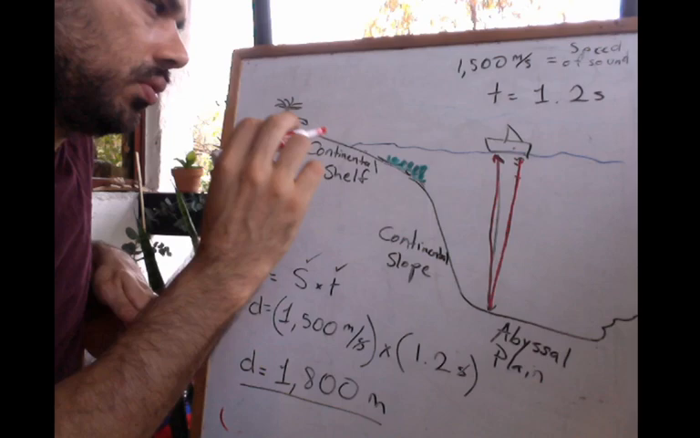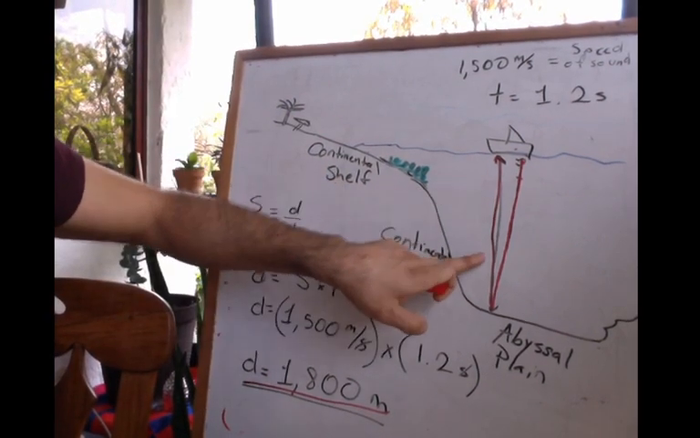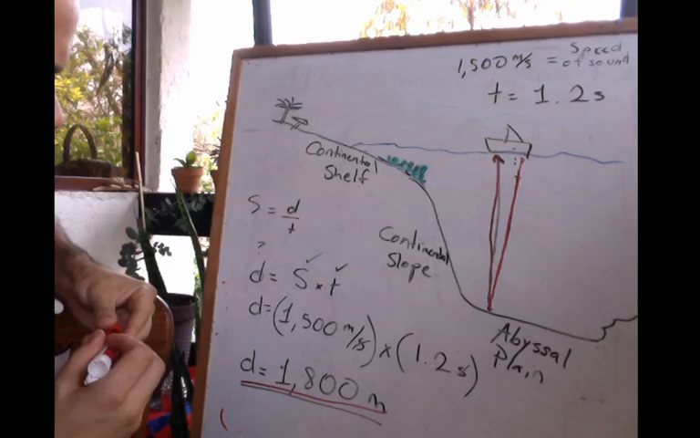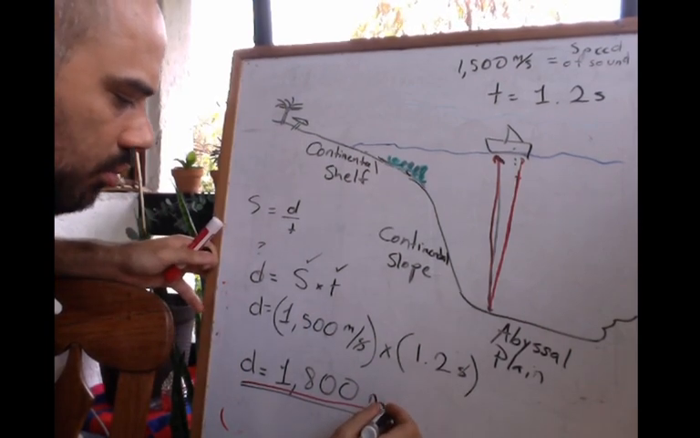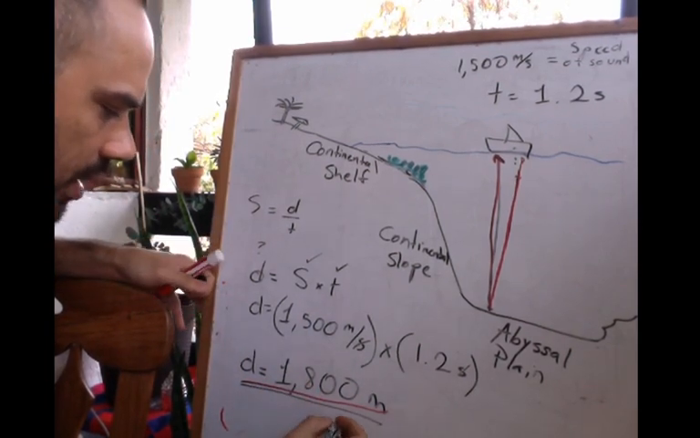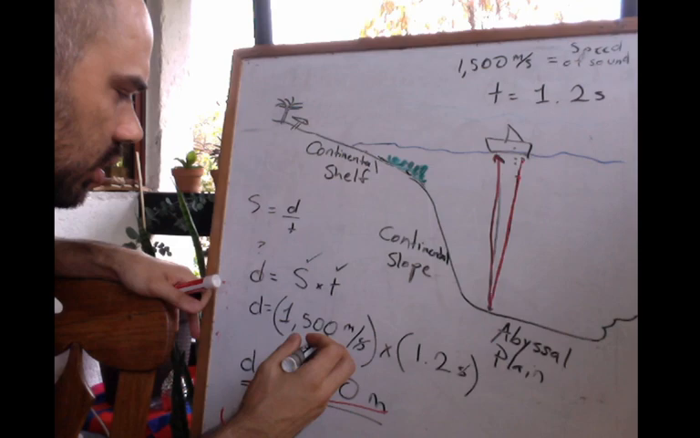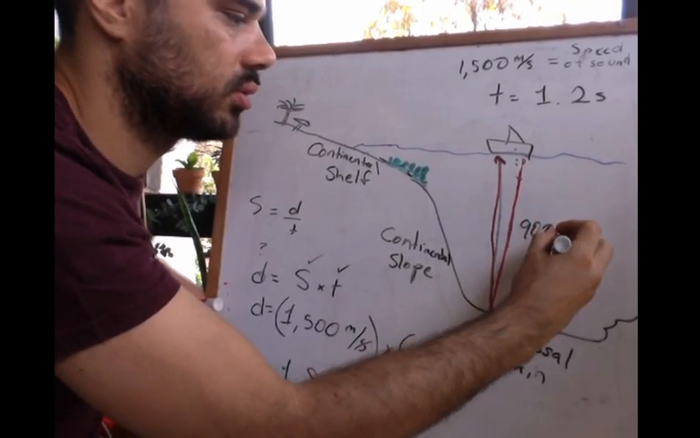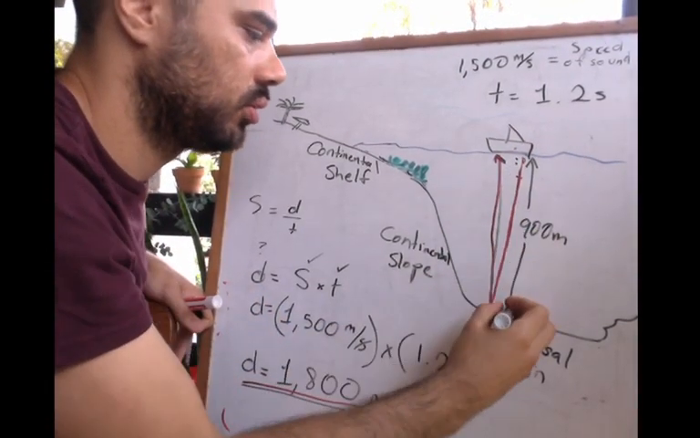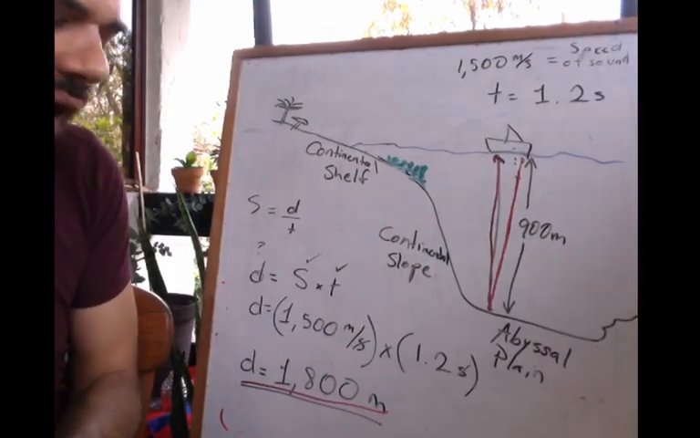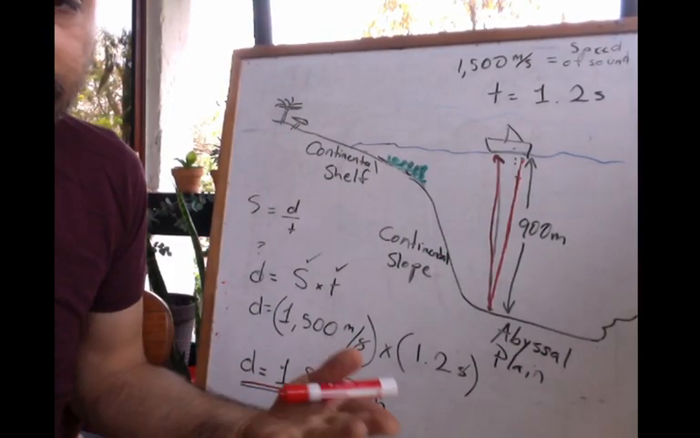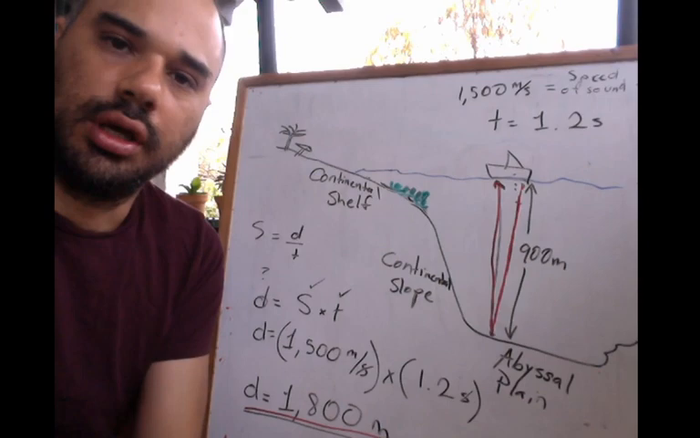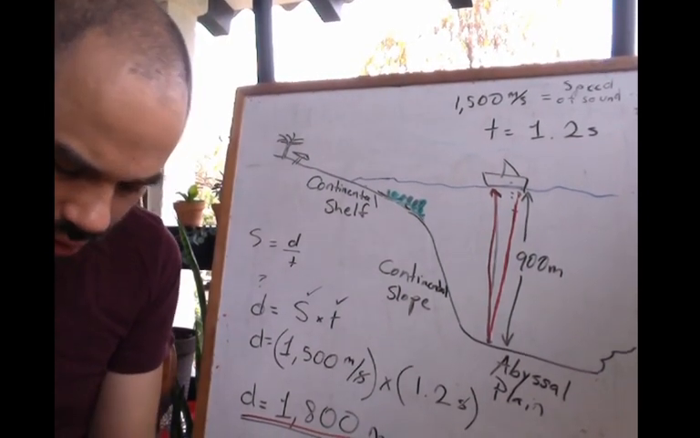So is this the distance of the ocean floor? No, because this is twice the distance, right? So if we want to know the distance to the ocean floor, we have to divide this number by 2. So we have to divide all of this by 2. 1,800 divided by 2 is going to be 900 meters. Okay? From here to here. So this is how we don't have to go to the bottom of the ocean to know what the ocean floor depth is, because going to the bottom of the ocean is very difficult. Very difficult.